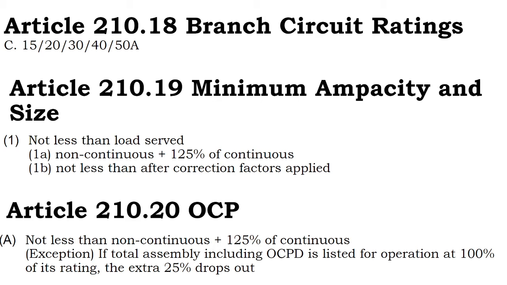So this says, if the total assembly is listed for 100% operation and it includes an overcurrent protection device that's listed for that assembly, then the extra 25% requirement drops out. So you can have devices that are manufacturer labeled for fuse size and fuse ratings, at which point you can just use the manufacturer provided size.